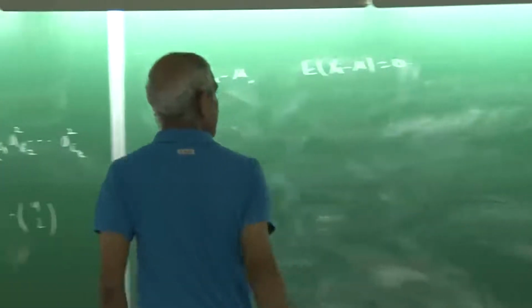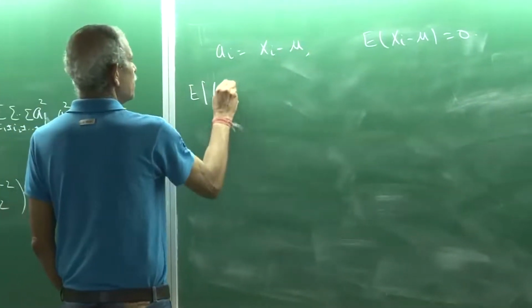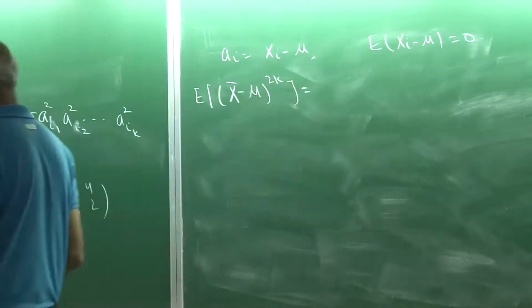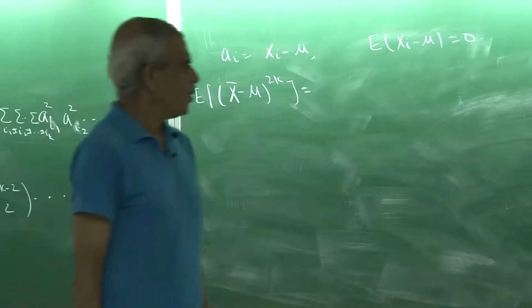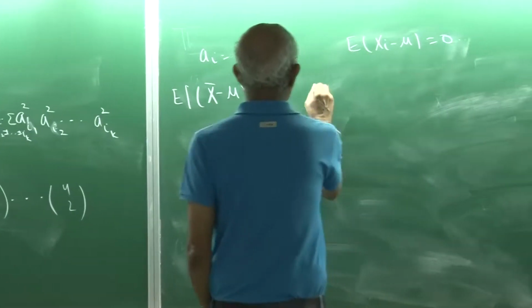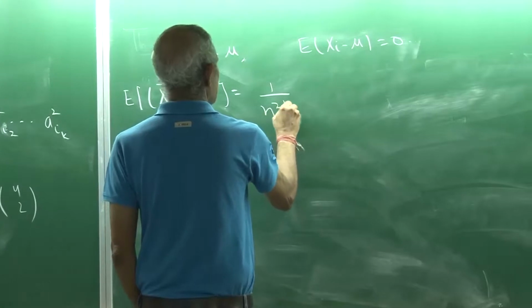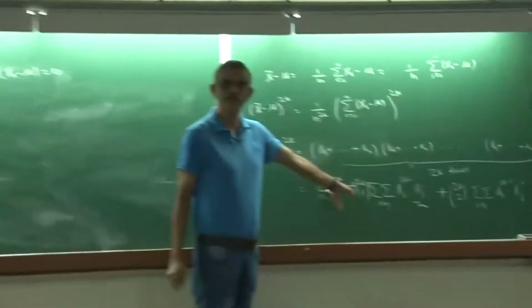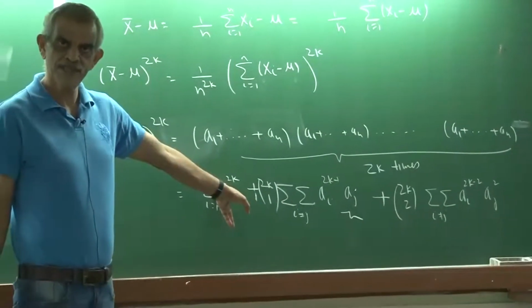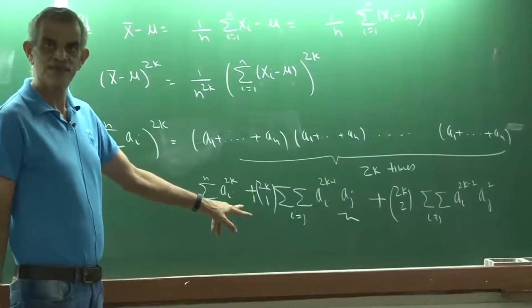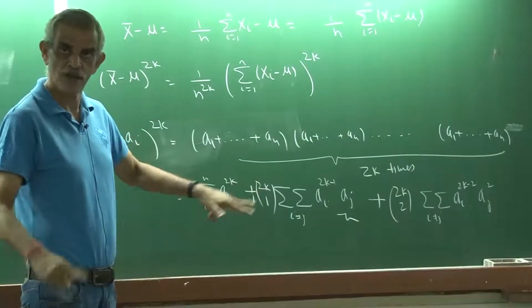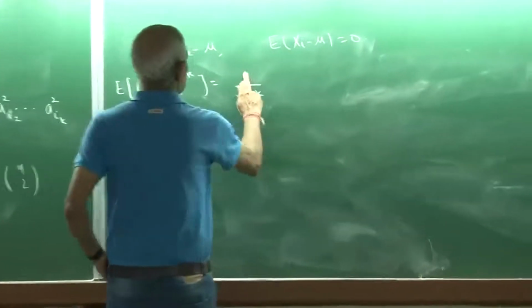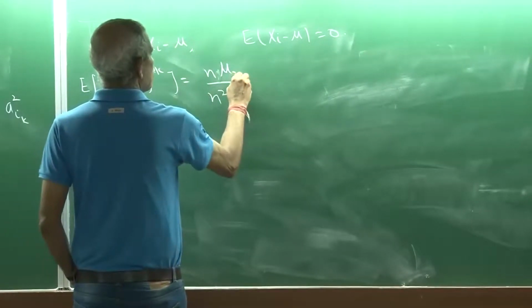So then what do I get? Expected value of x bar minus mu to power 2k would be 1 upon n to power 2k, and would be expected value of xi minus mu to power 2k. So that is mu 2kth moment n times, because all are IID. Expected of xi minus mu to power 2k, all are IID, so it would be mu 2kth. So n times mu 2k. K is now depending on n.